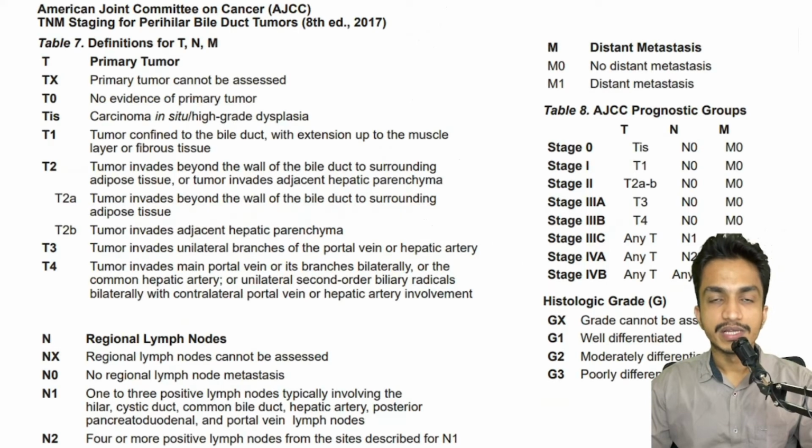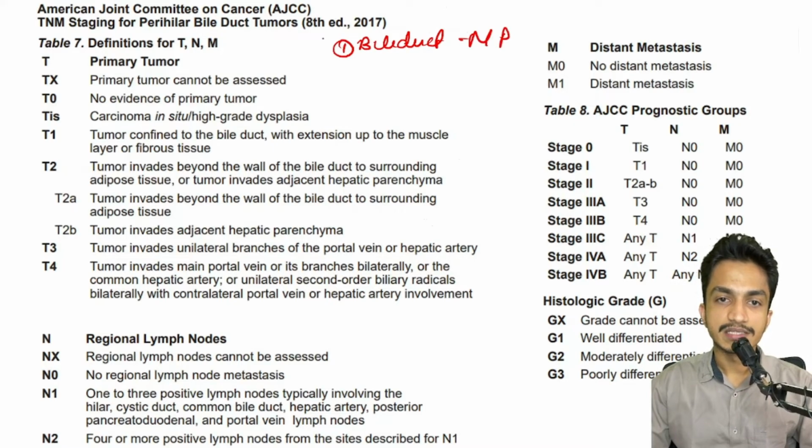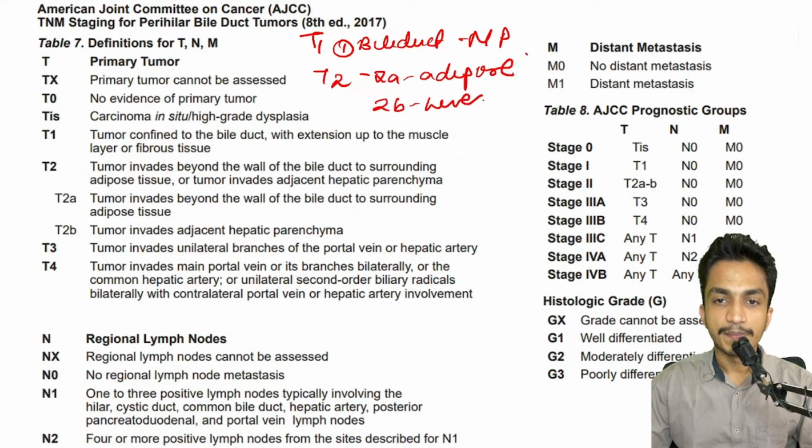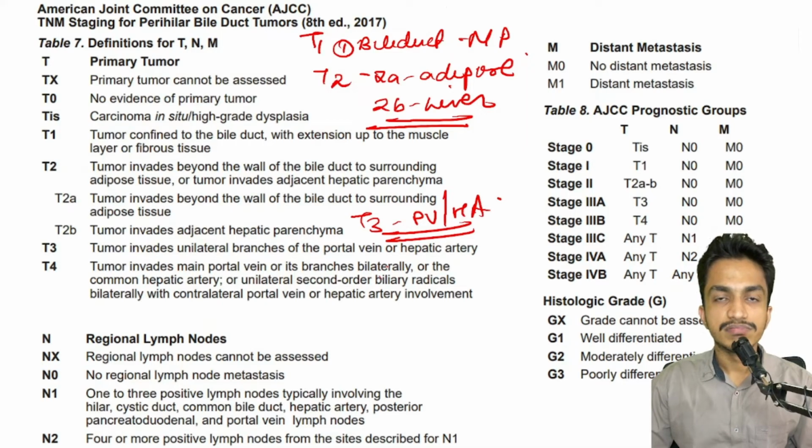Now coming to perihilar, so in the region of the hilum, it depends on the wall of the bile duct, how much it is invaded and how much the adjacent structures are invaded. If it is limited to the bile duct and limited to the muscularis layer, then it is T1. If they extend beyond the wall of the duct into the surrounding adipose tissue, then it is T2A. If it is spreading into the liver or hepatic parenchyma, then it is T2B. If it is invading into the portal vein or hepatic artery, then it is T3. And if it is invading into the usually second order biliary radicals or portal vein branches, or hepatic artery involvement on the contralateral side, in which case it becomes unresectable, then it is T4.